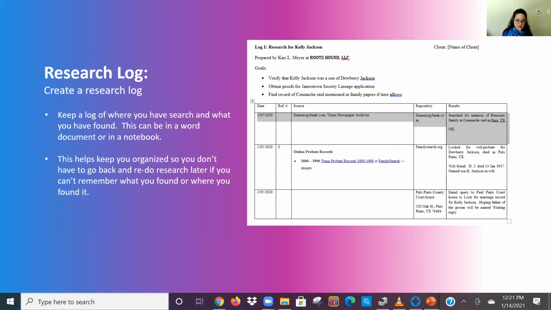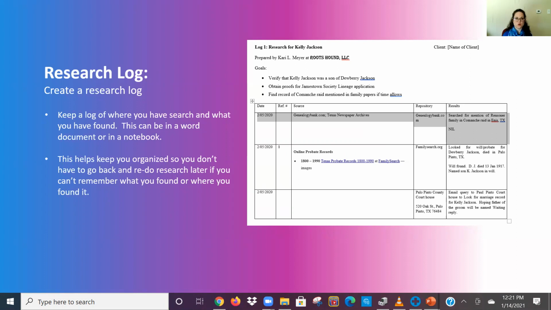So before we get started on actually talking about writing the research papers, I want to give you a couple little tips and tricks to get started that I think help with the process. So I think it's very important to include a research log. A research log is just kind of a list or journal of your research process, where you've looked, what you found, what you didn't find.